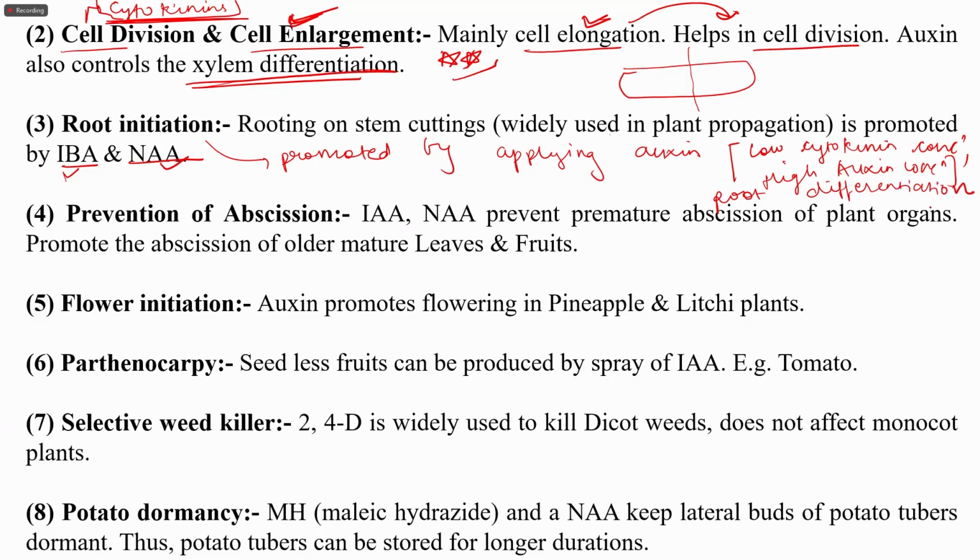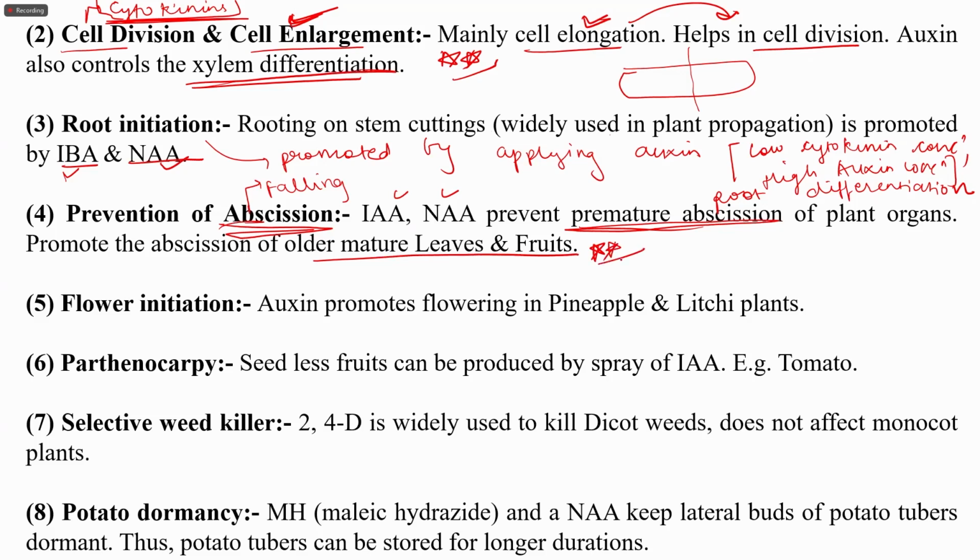So it is not the effect of only one hormone. We know that there are multiple hormones that can act together in order to carry out a particular function. So the fourth is prevention of abscission. Abscission means the falling of leaves or older parts of the plants. So IAA prevents premature abscission. It prevents premature falling of leaves or plant organs and promotes the abscission of older mature leaves and fruits.